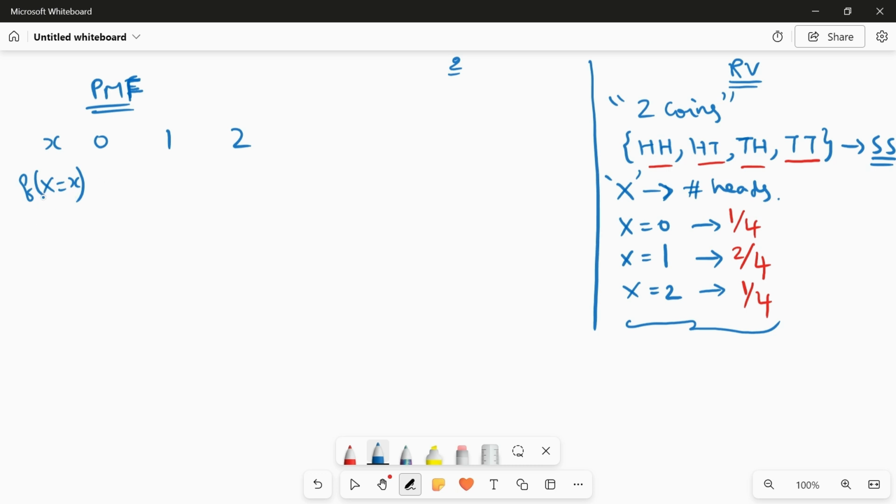So small f of x equal to 0, small f of x equal to 1, small f of x equal to 2. What is the probability that the random variable will be 0, which is nothing but the 0 heads we have written here? 1 by 4. Okay, so that will be written here. And one more thing, this is 2 by 4, this is the probability mass function.